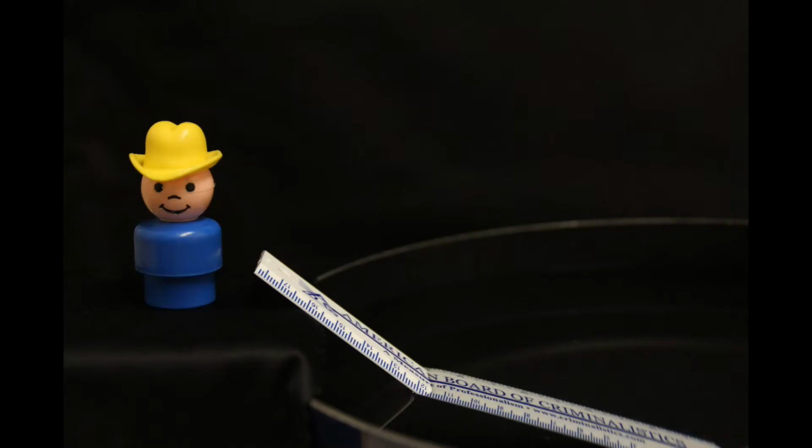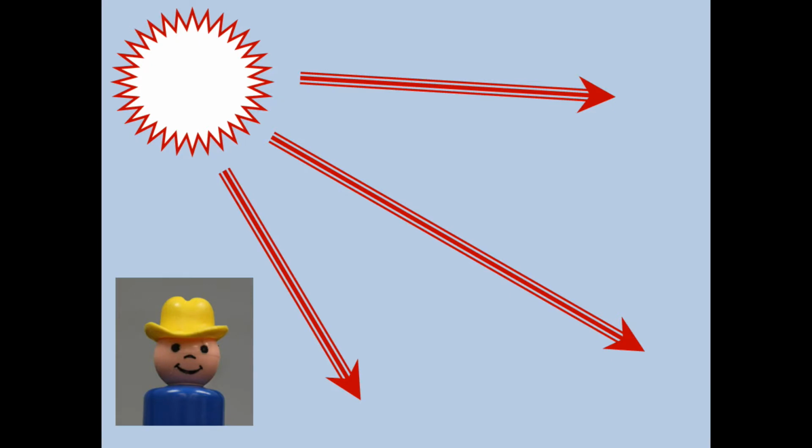Have you ever seen something like this before? It looks like the ruler bends right where it goes into the water. What causes it to look like that? The answer has to do with the properties of light.